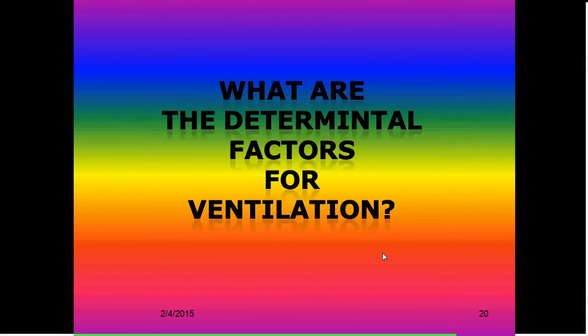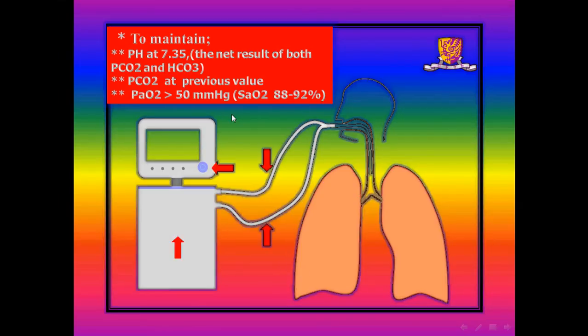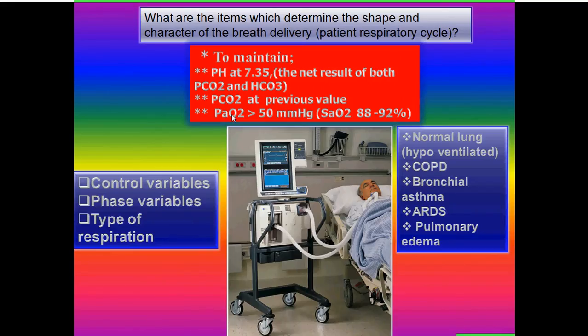What are the determining factors for ventilation? When we start putting the patient on the ventilator, we have two important items: the patient with his pathology, and the ventilator I'm going to handle. And the target is pH, carbon dioxide, and oxygen, as I have mentioned.